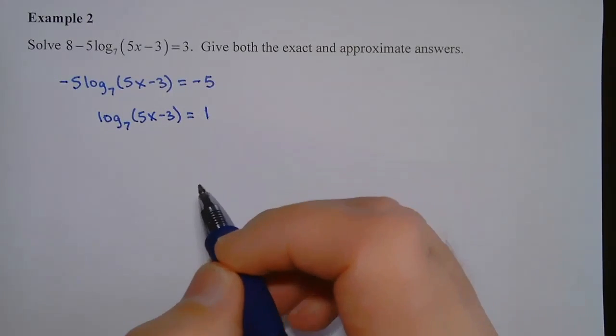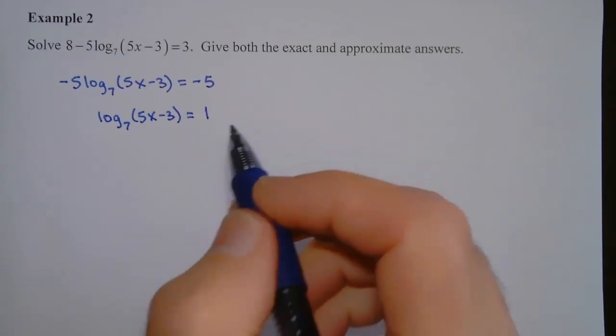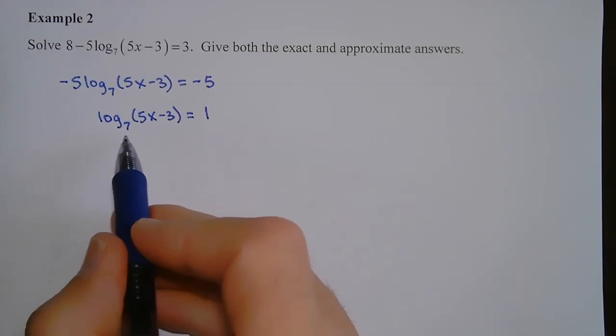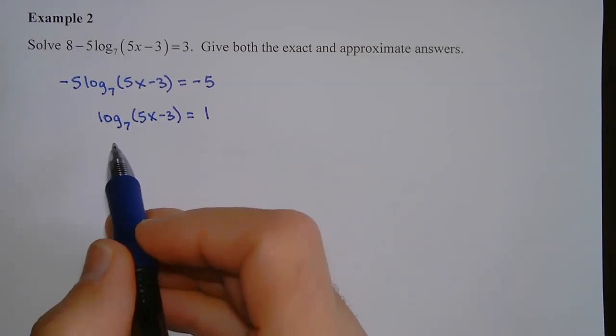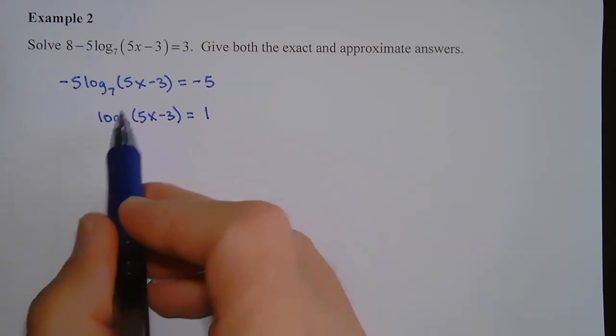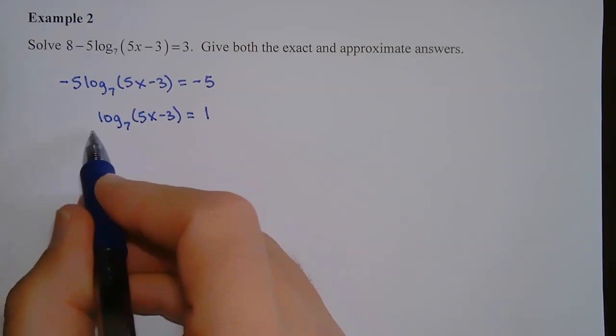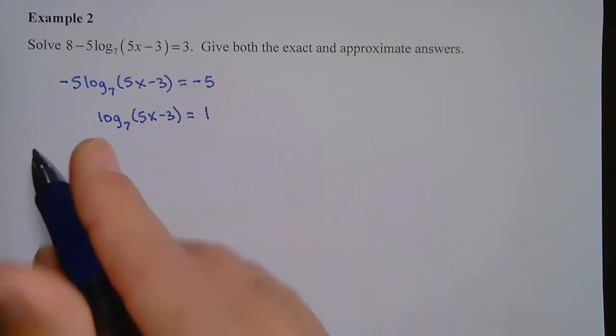All right, so now what we want to do is use the inverse properties. So how can we undo log base 7? We're going to exponentiate with base 7. So this is going to be the power, and this is going to be a power. You can't just put a 7 right here; you need to rewrite a whole new line for this.